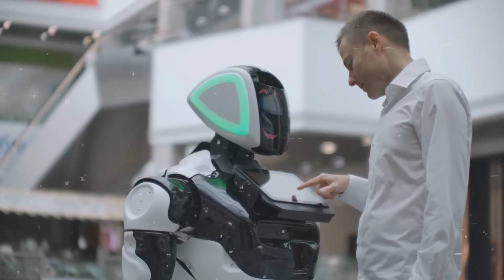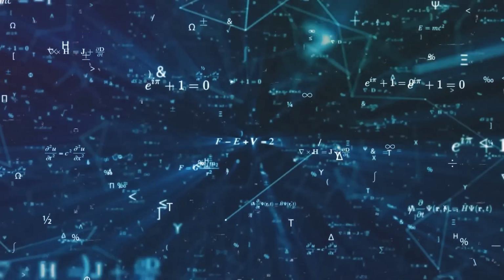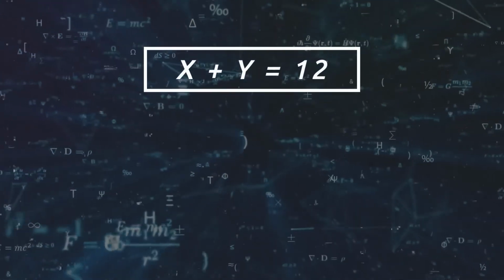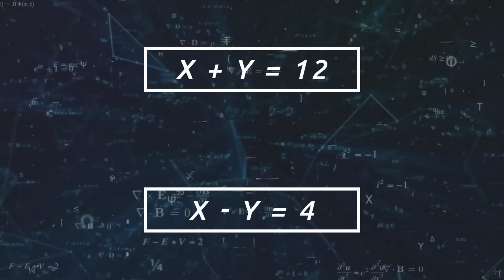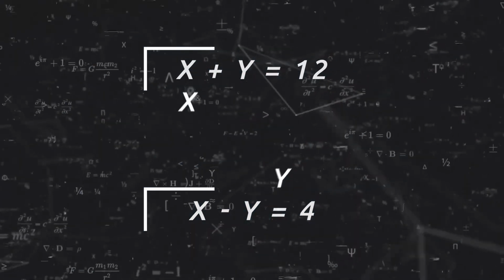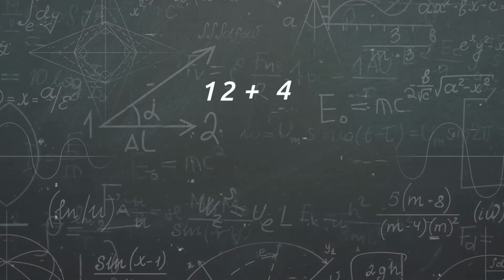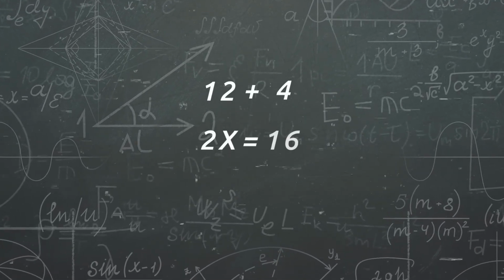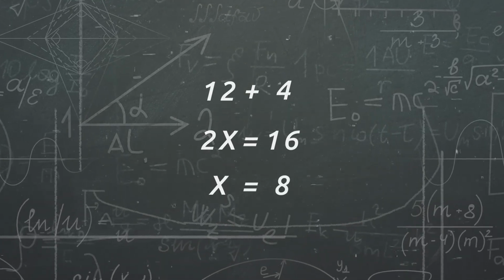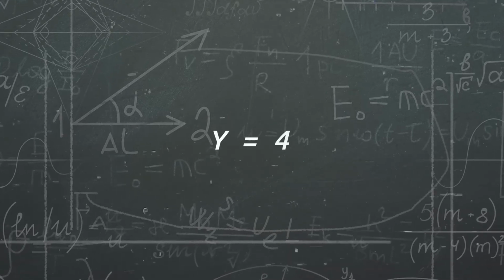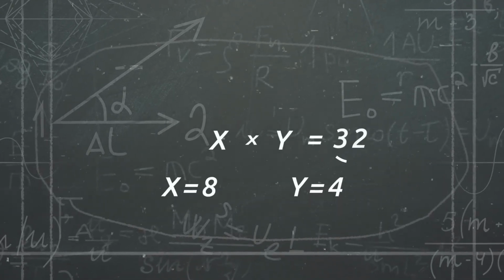For example, let's say we want to train an AI model to solve a mathematical problem where we have two equations: the sum of x and y equals 12, and the difference between x and y equals 4. The aim is to find the product of x and y. By adding the two equations, we get that twice x equals 16, which simplifies to x being 8. Now, using this in the sum equation, we find that y must be 4. Thus, multiplying x and y, that is 8 and 4, the answer is 32.